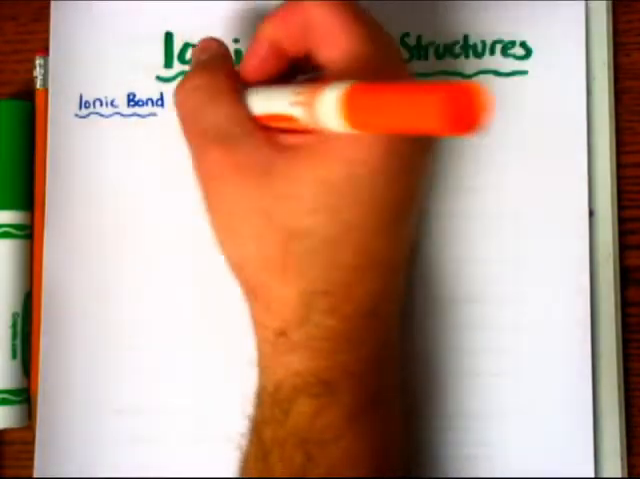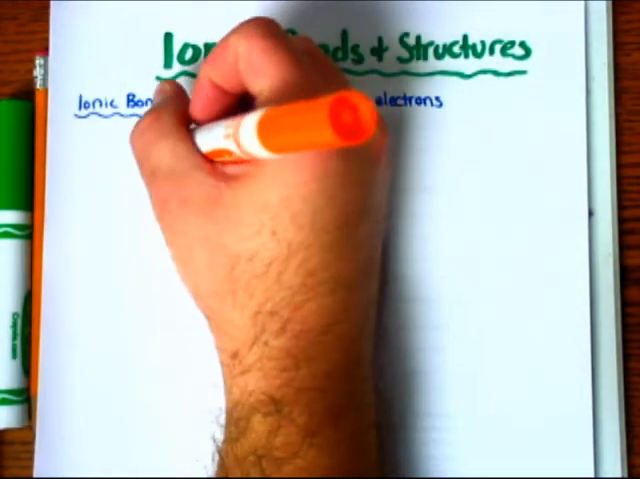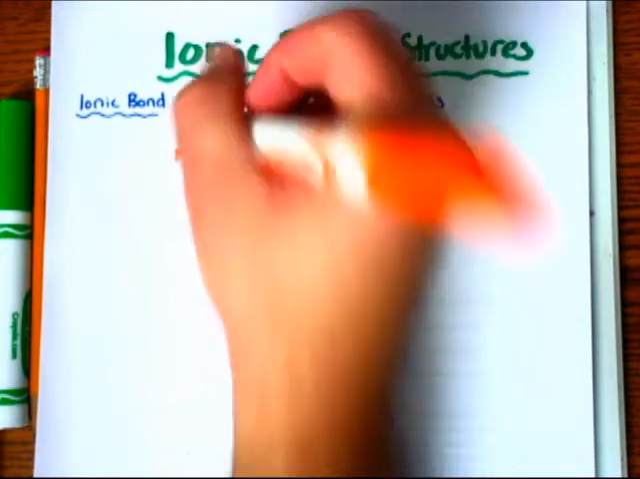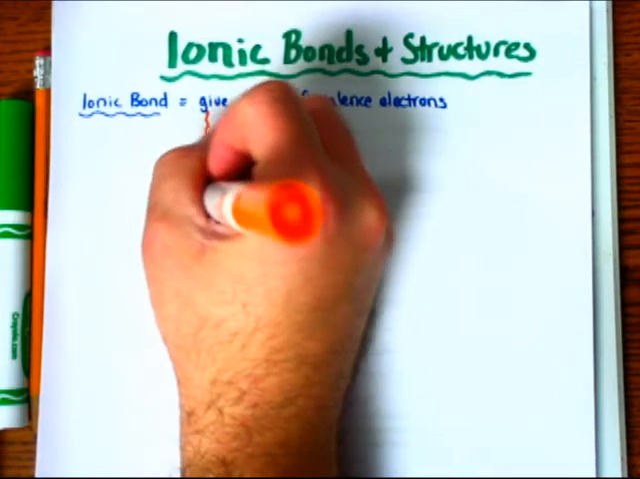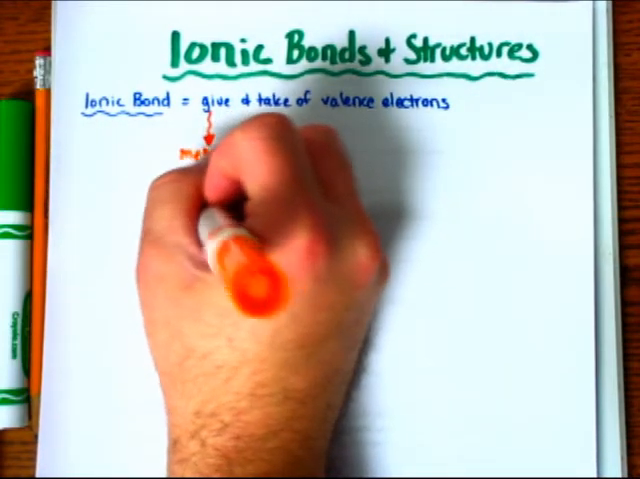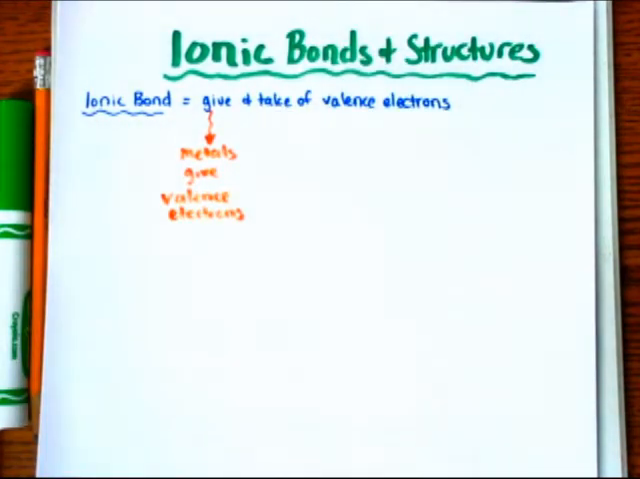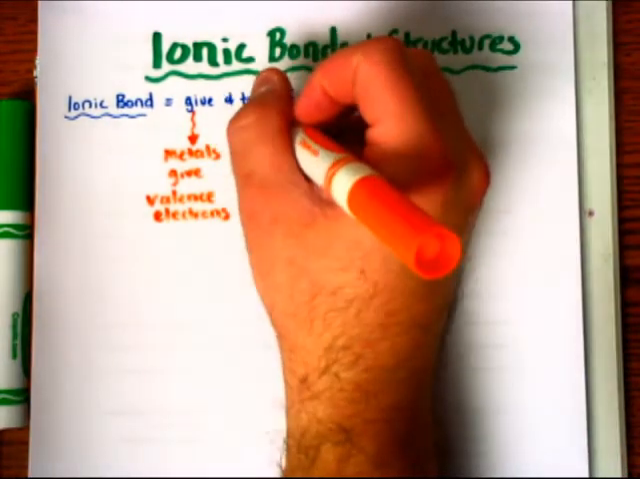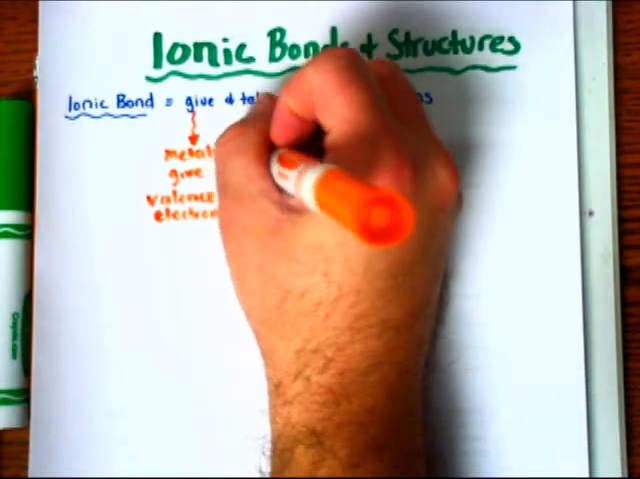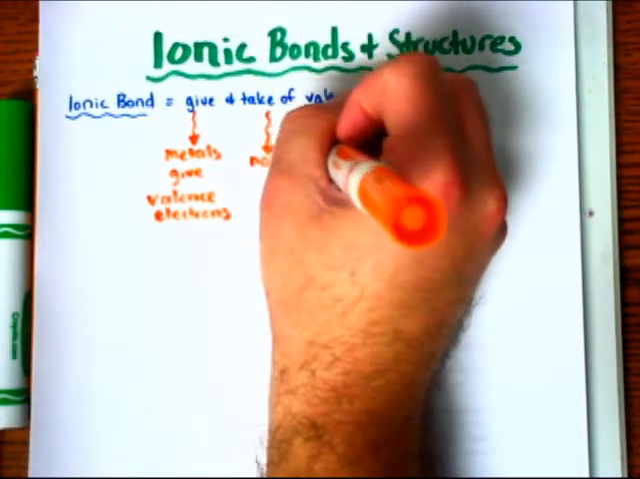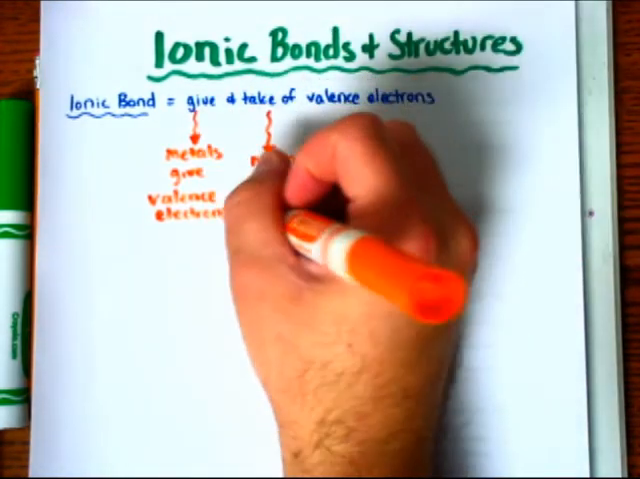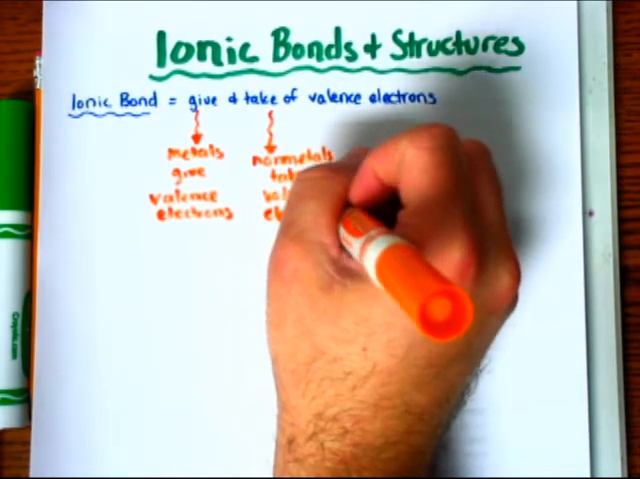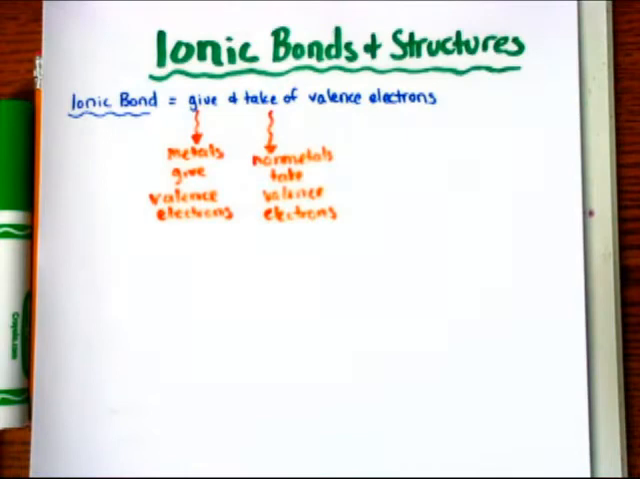Okay, so we probably want to write down that metals give valence electrons. Correct? And we should write down that as far as the take part goes, it is nonmetals that take electrons. So metals give electrons and nonmetals take the electrons.